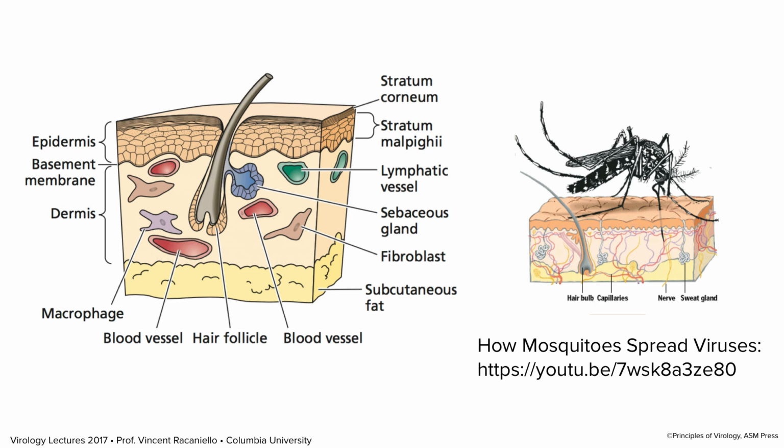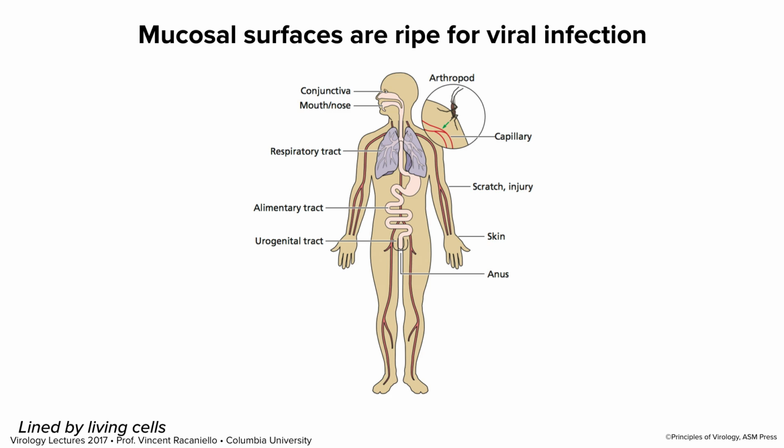All right, so below the stratum corneum, the epidermis is then made up of layers of living cells. So if you get a scratch, the virus can get into them and replicate. And then below that, the dermis is where you see blood vessels and lymph vessels and immune cells floating around. And if a virus can get down there, then it can get into the blood circulation and spread elsewhere. So the skin is one way of getting in.